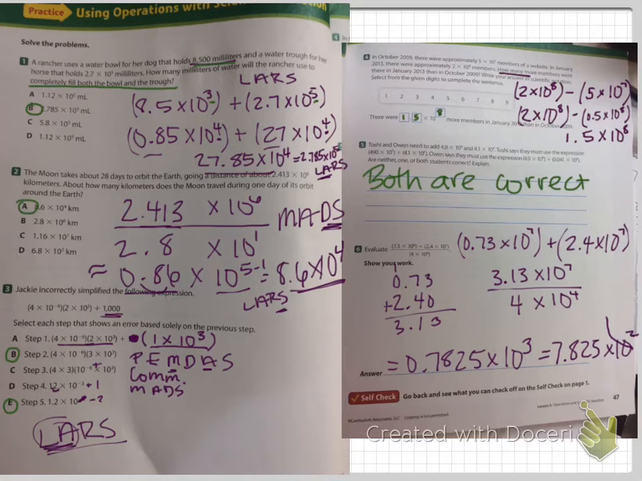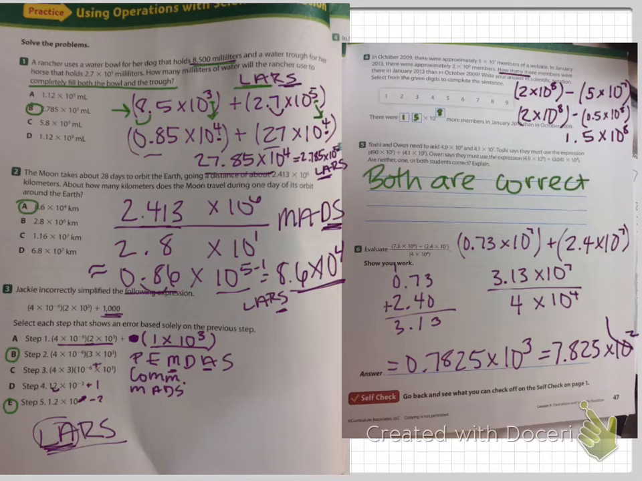I went ahead and changed this to a 4. And I changed this one to a 4. So I had to use 2 different operations for LARS. On this one right here, because I moved my decimal to the left, I used the LA part of LARS. On this one, I moved my decimal place to the right, so I used the RS in LARS.